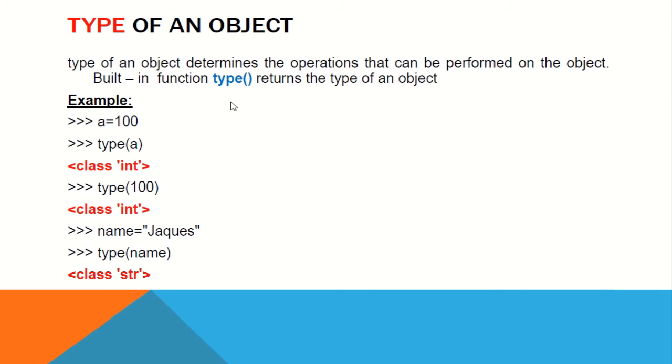Next is the type of an object. What do we mean by type of an object? The type of an object determines the operations that can be performed on the object, and the built-in function type returns the type of an object. Like a is equal to 100. So if you type the built-in function type on a, 100 is an integer, so you will get integer type. Name equal to jax. When you type the type of name, what is being stored? A string, so it will give you the type, that a string type of value is being stored.